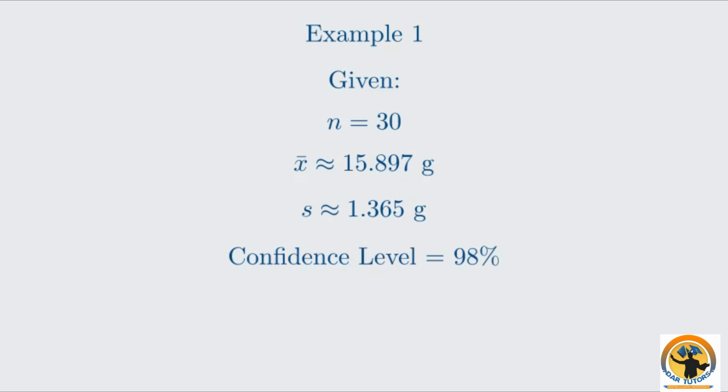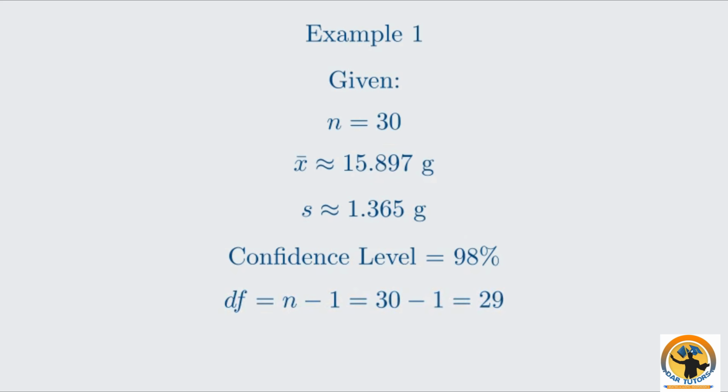We need to construct a 98% confidence interval for the true average sugar content. Because the sample size n is 30, which is large, by the central limit theorem, the distribution of the sample means is approximately normal. We are told sigma is unknown, and we have the sample standard deviation s. This is the classic scenario for a t interval. First, we find our degrees of freedom. The degrees of freedom, df, is n minus 1, which is 30 minus 1, giving us 29 degrees of freedom.